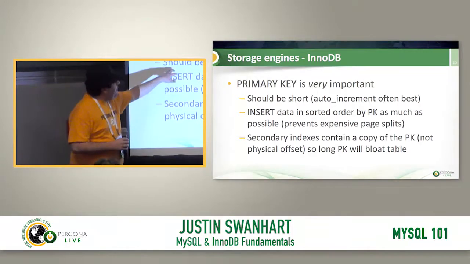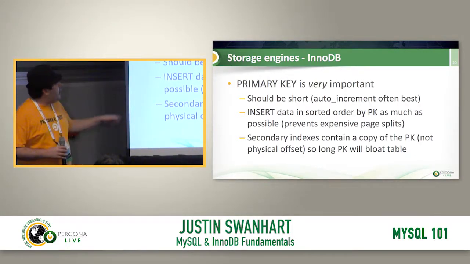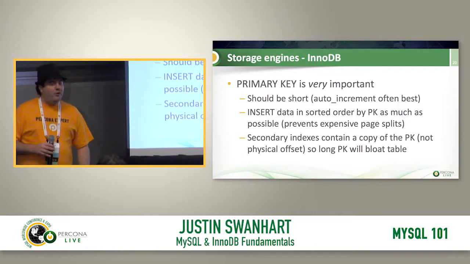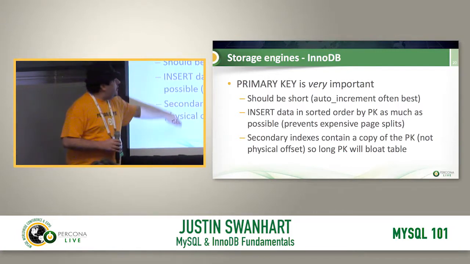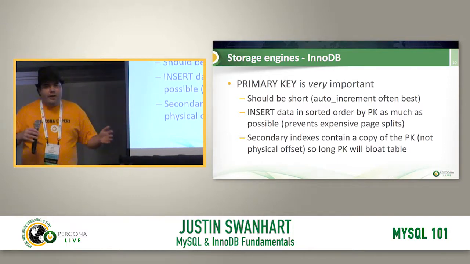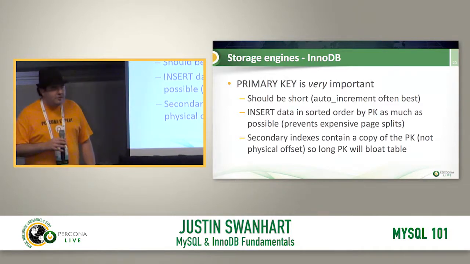So you should keep your primary key very short. Ideally, it's going to be an auto increment. It should definitely not be a UUID, ever. You can't insert those in sorted order, right? And they're long, and they're text, right? We want a nice short integer primary key that we can insert in sorted order as much as possible.